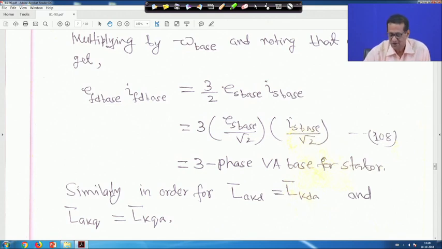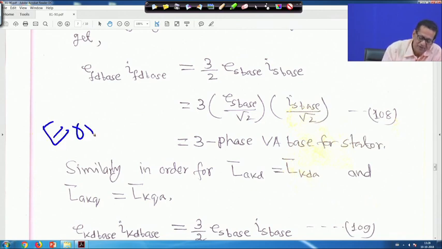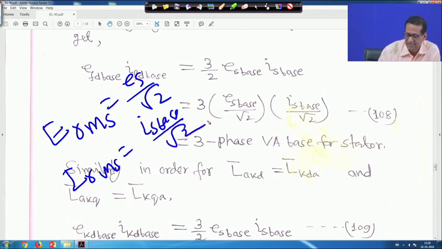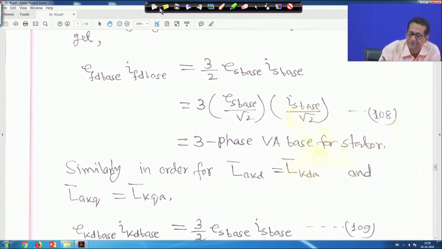This is equation 108, or you can write it is basically 3 into, it is 3 phase volt ampere base for the stator. This is basically ERMS and this is basically IRMS. We have taken earlier that your ERMS is equal to ES upon root 2. Similarly your IRMS is equal to IS base by root 2, right. That is actually nothing but 3 into ERMS into IRMS, that is nothing but 3 phase volt ampere base for the stator, right.